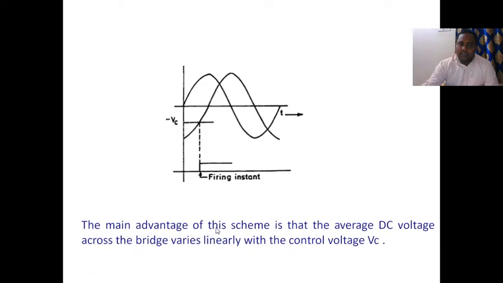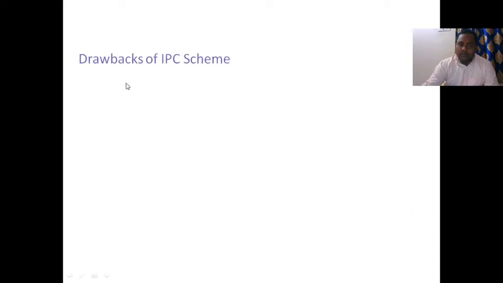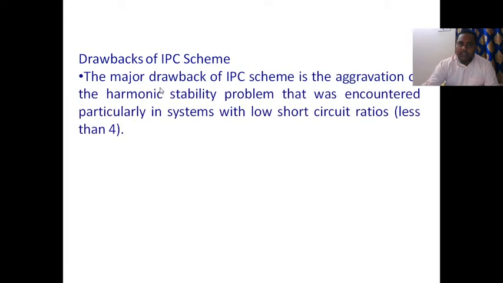The main advantage of this scheme is that the average DC voltage across the bridge varies linearly with the control voltage VC. Drawbacks of the IPC, individual phase control scheme: the major drawback is the aggravation of the harmonic stability problem, encountered particularly in systems with low short circuit ratios, less than 4.